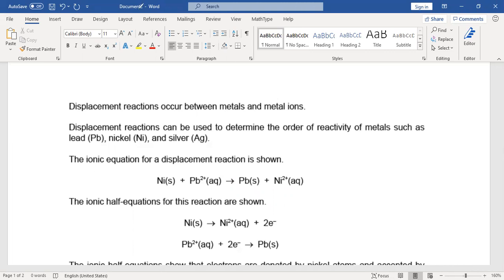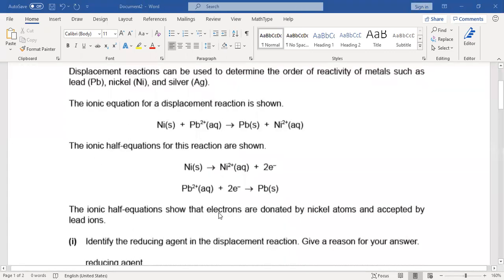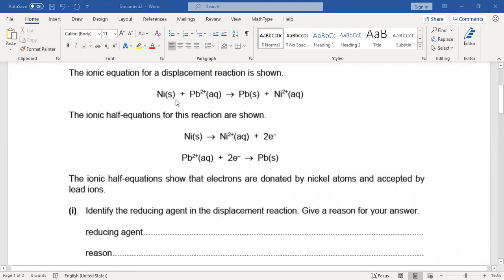All right, and then it says the ionic equation shown. Here you can study that nickel reacts with Pb2+ to give Pb and Ni2+. And then you can see from the half-ion equation that it's obvious that nickel is oxidized while Pb is reduced. So here you need to find which one is the reducing agent. Reducing agent means a species that undergoes oxidation. Here it is obvious that the one that undergoes oxidation is nickel.